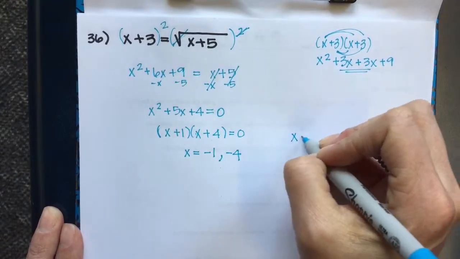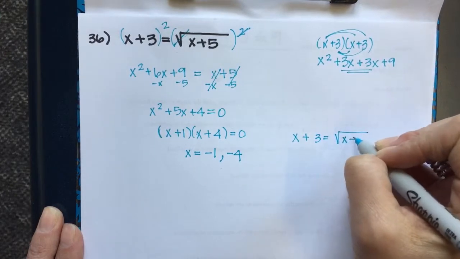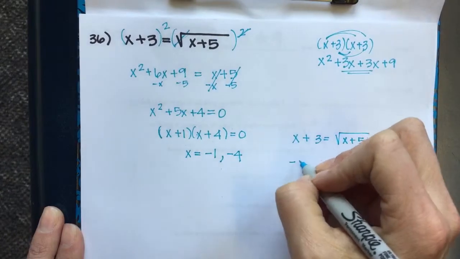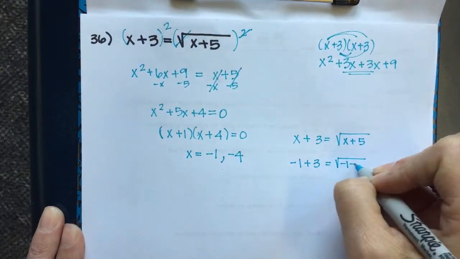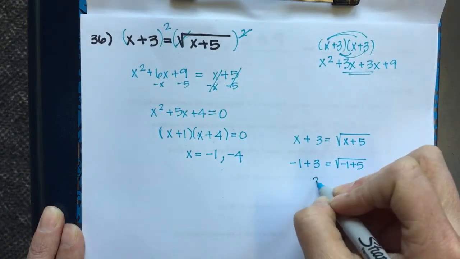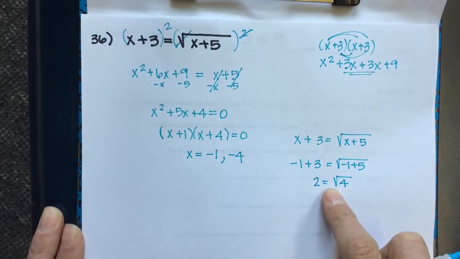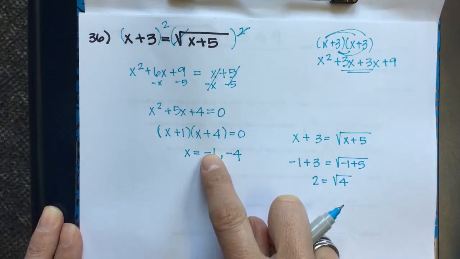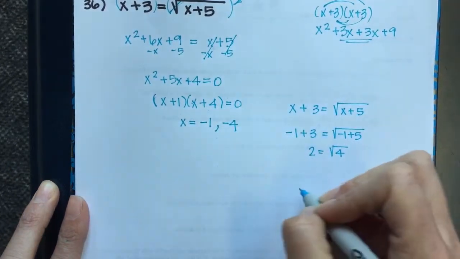I'm going to rewrite it down here to check to see if they actually are solutions. If I substitute -1 in, so I got 2 equals the square root of 4. Well, the square root of 4 is indeed 2, so -1 is a good solution. Now I also need to check -4, so I'm going to put -4 in for the x's.